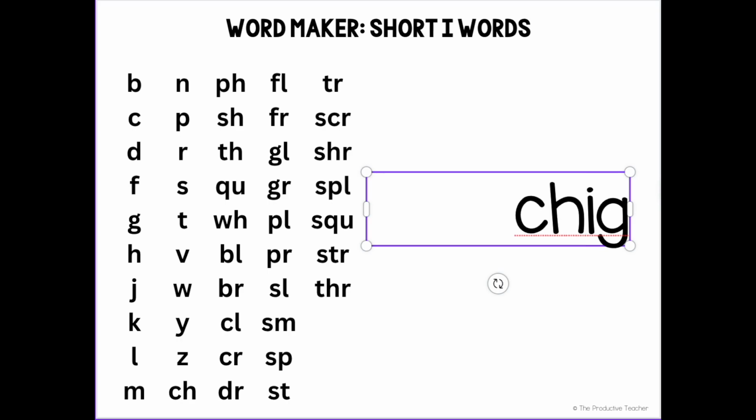Chig. Chig is not a word. Fig. Spelled this way, fig is not a word. Shig. Shig is not a word. Thig. Thig is not a word. Quig. Quig is not a word. Wig. Spelled this way, wig is not a word.